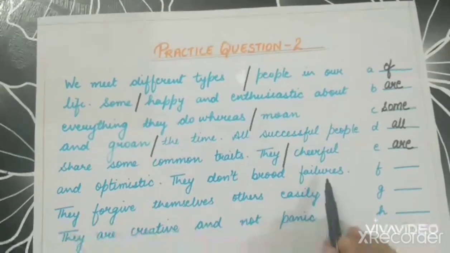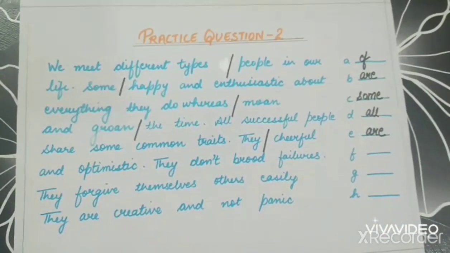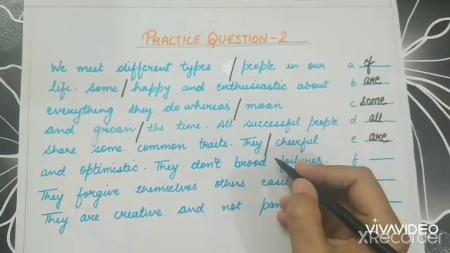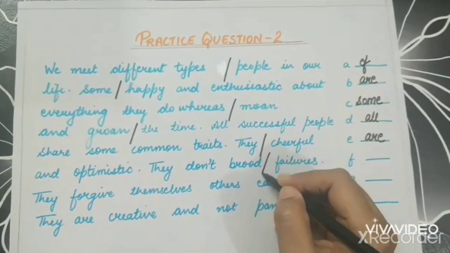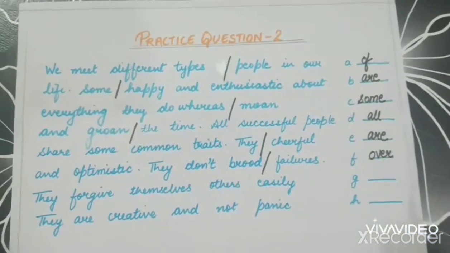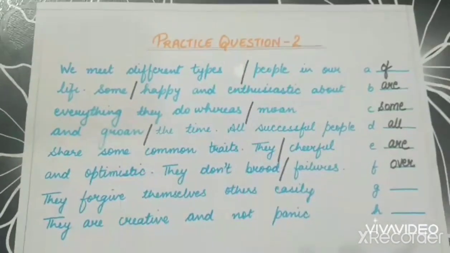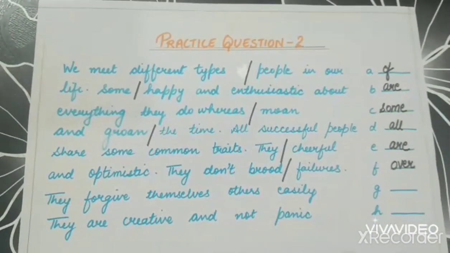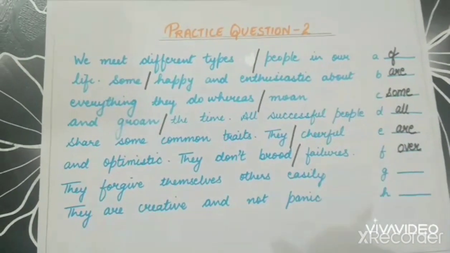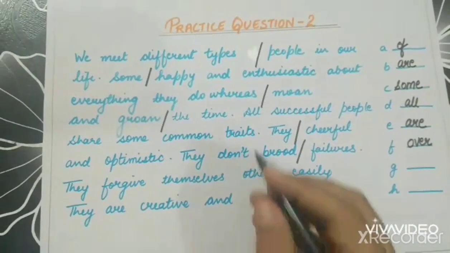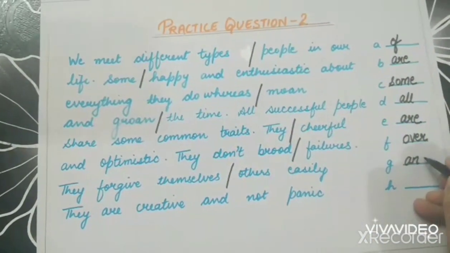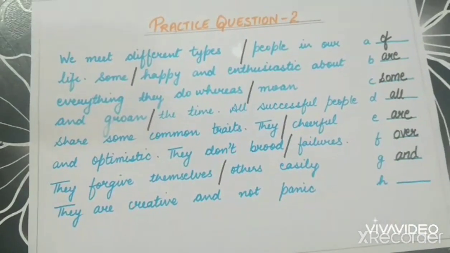They don't brood failures. Here, the word that is missing is over. They brood over failures. This preposition over is missing in this sentence. They forgive themselves, others easily. Forgive themselves and others easily. Here, the conjunction and is missing.